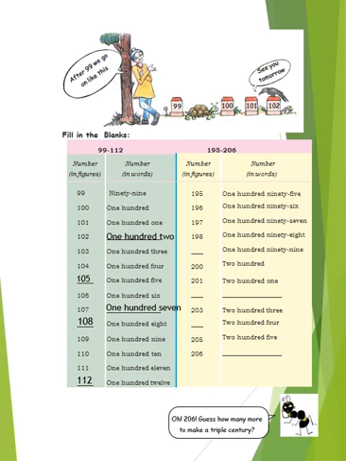Come to the right side. On the right side, below the number 198, we have to write the number 199 in figures. In the next blank, we have to write the number 202 in figures and in words also. Like this, you have to fill the blanks.